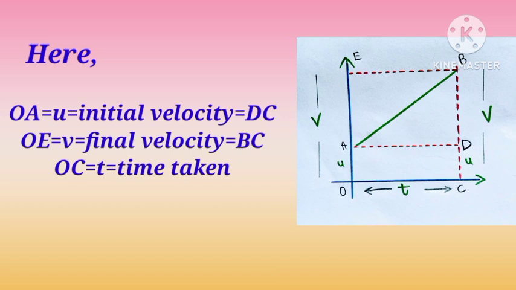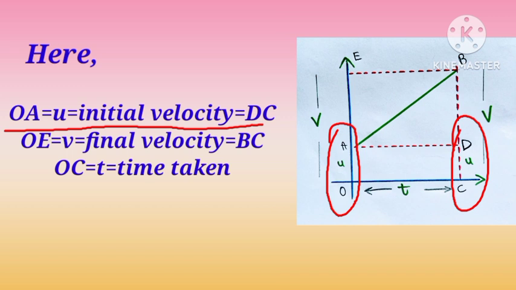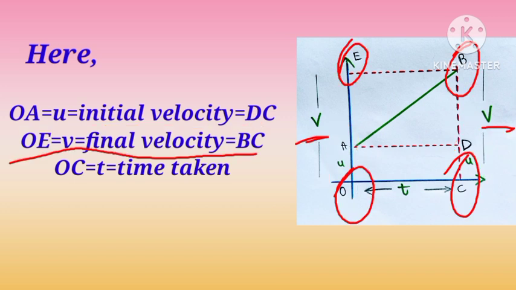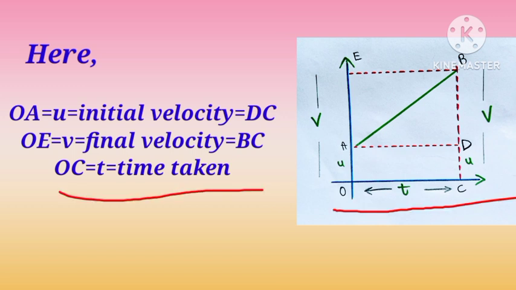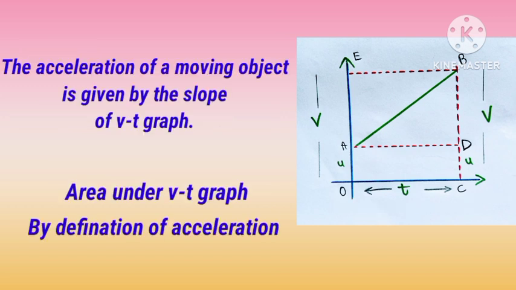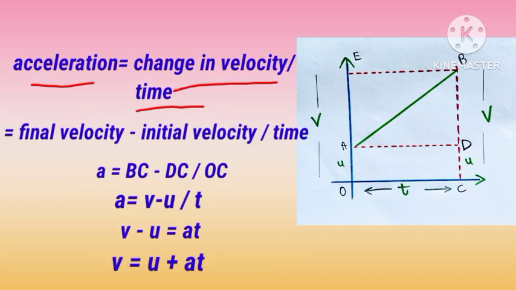On the graph you can observe that OA equals u, the initial velocity, equals DC. OE equals v, the final velocity, equals BC. OC is the time. The acceleration of a moving object is given by the slope of the velocity-time graph. By definition, acceleration equals change in velocity by time, so a equals final velocity minus initial velocity by time.